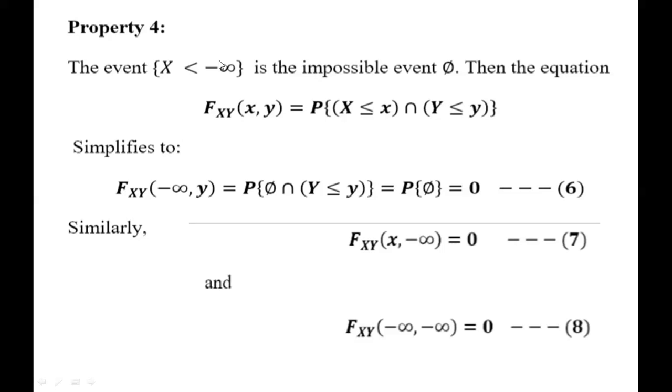If one of the events, that is a random variable, is an impossible event, then your CDF is equal to 0. That is, the CDF of minus infinity comma y is 0, the CDF of x comma minus infinity is 0, and the CDF of the bivariate random variable minus infinity comma minus infinity is also 0.